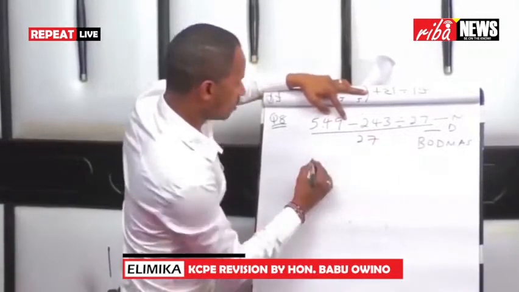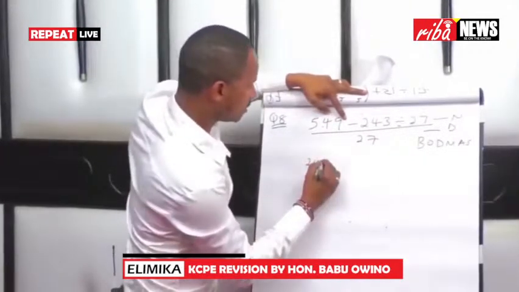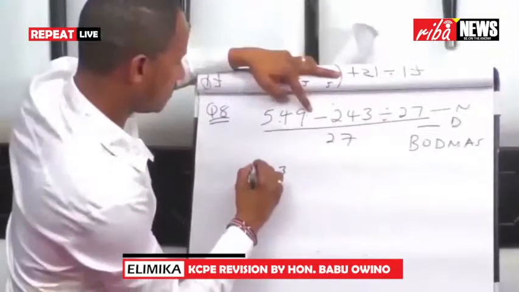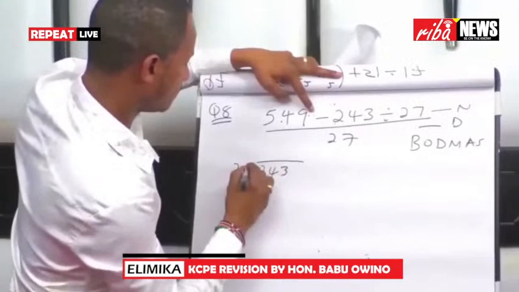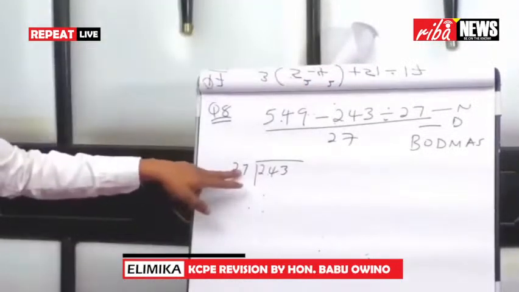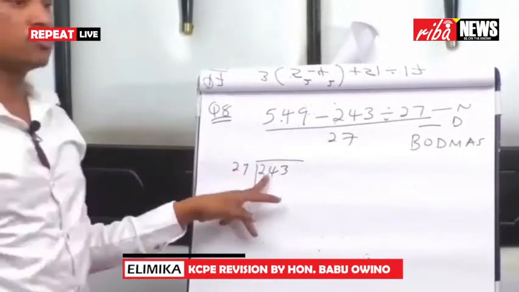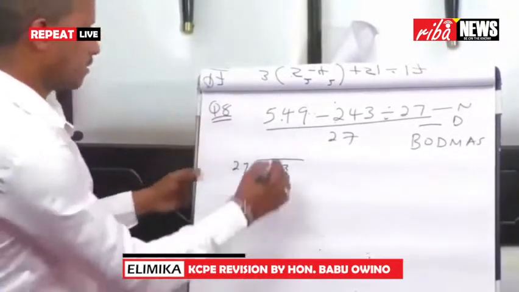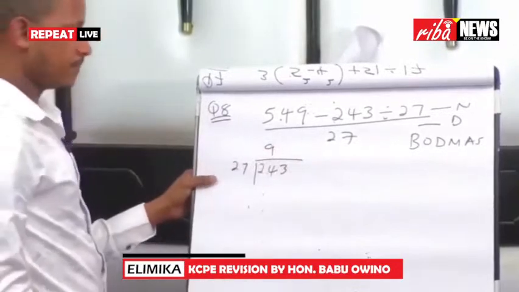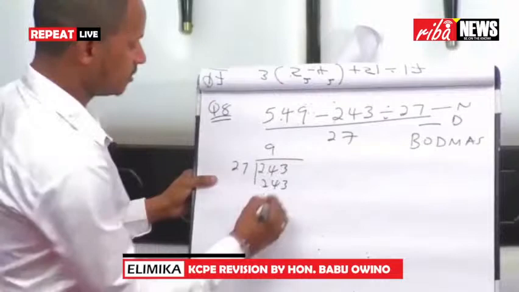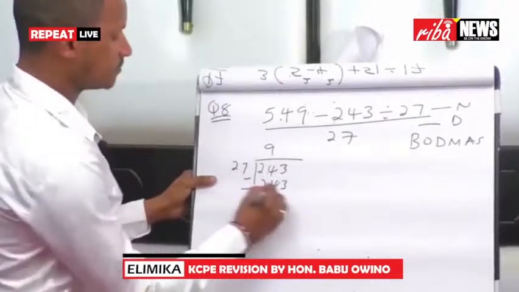So if we use long division, 243 divided by 27. How many times does 27 go into 243? This is 9 times, which gives you 243. If you subtract, you get 0, 0. So the answer is 9.